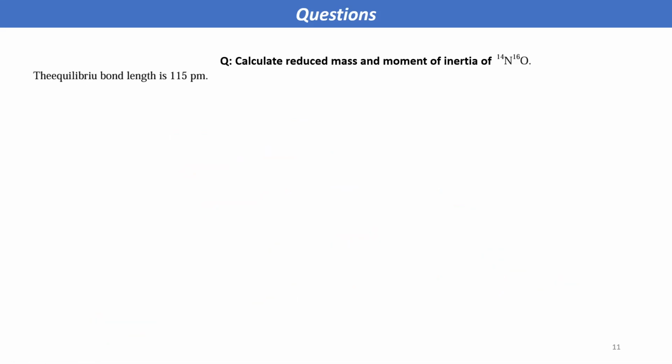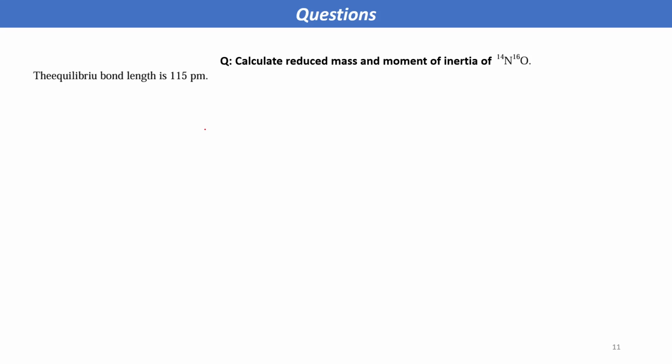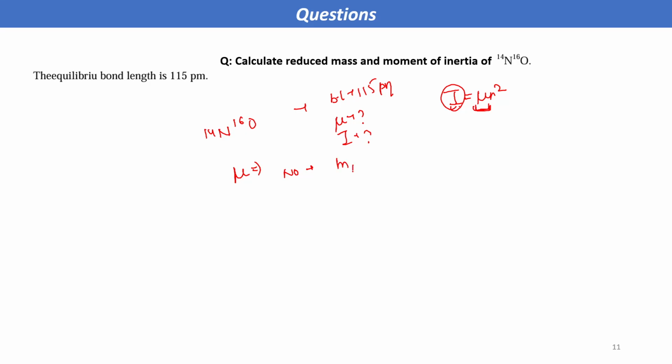Now next question: calculate the reduced mass and moment of inertia of 14 nitrogen 16 O. The bond length is given to be 1.15 picometer. We know that I is equal to μr², so for calculating moment of inertia, we should know the reduced mass. For NO, the reduced mass is the mass of nitrogen into mass of oxygen divided by mass of nitrogen plus mass of oxygen, multiplied by Avogadro number and Avogadro number whole square.